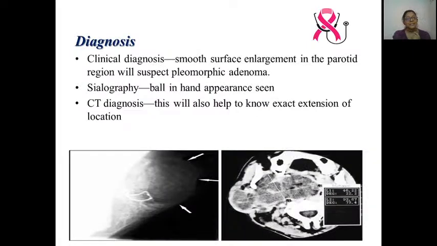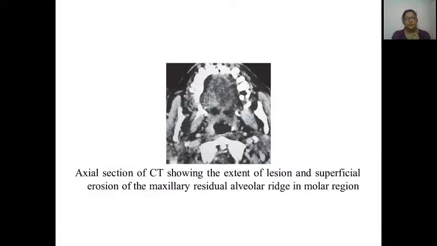It can be diagnosed clinically by smooth surface enlargement of the parotid region. On sialography, we see a ball-in-hand appearance. The arrows in the first image suggest the ball-in-hand appearance. CT images show the extension of the location. We can easily rule out by the symmetry. Axial section of CT here shows the extent of the lesion and superficial erosion of the maxillary residual alveolar ridge in the molar region.